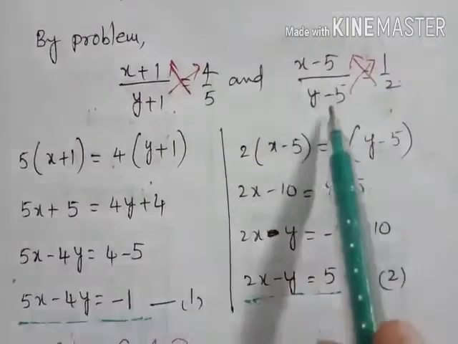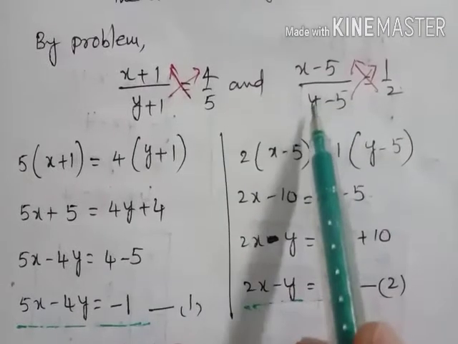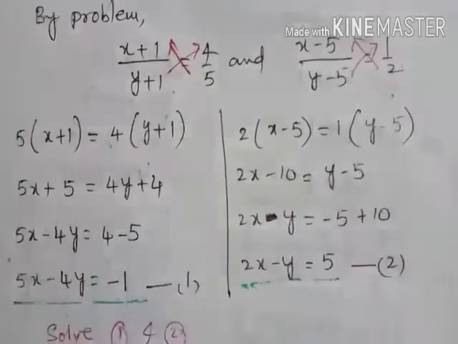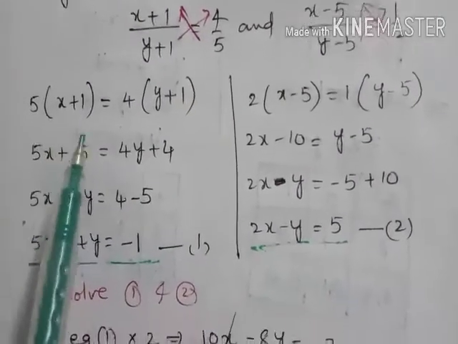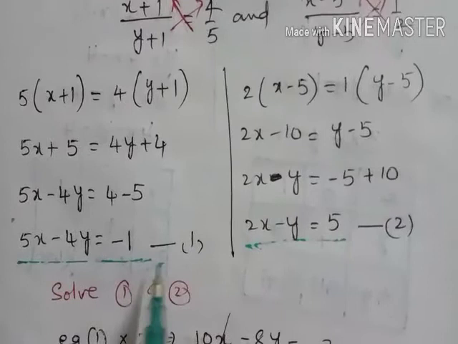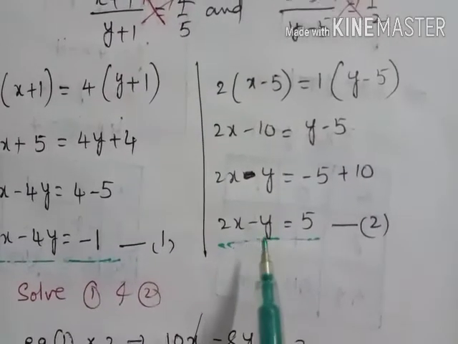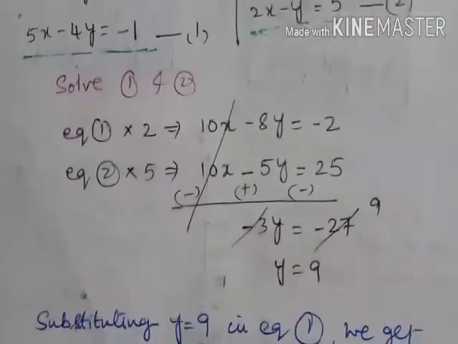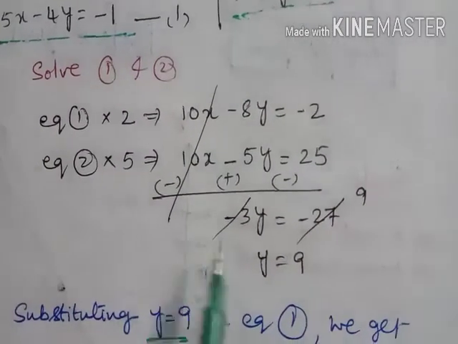When you are subtracting minus 5 from both numerator and denominator, which equals 1 by 2. So after cross multiplying, we will get the first equation, 5x minus 4y is equal to minus 1. So we will get the second equation, 2x minus y is equal to 5. So solving 1 and 2, we will get the y value.